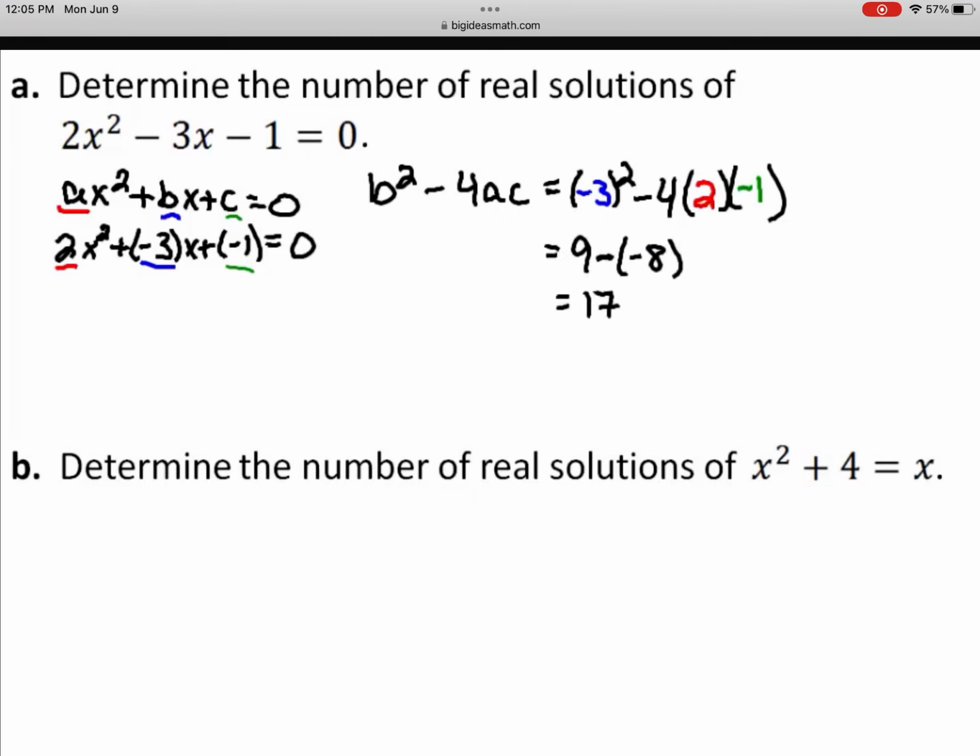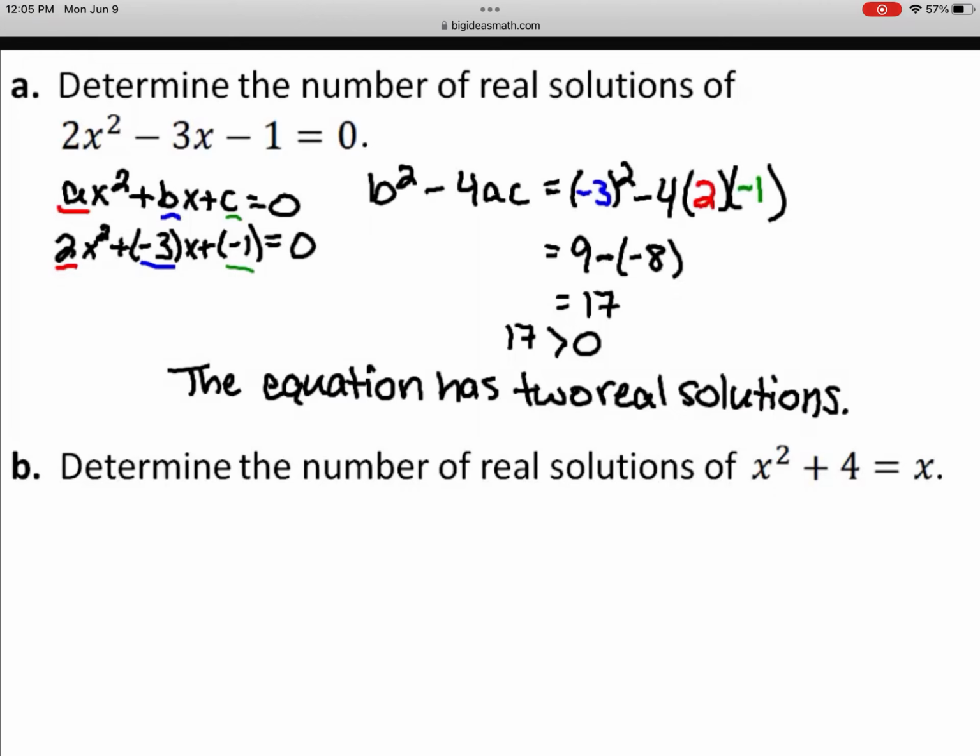9 minus negative 8 is 17. 17 is greater than 0. Because the discriminant is greater than 0, the equation has two real solutions. Part B. Determine the number of real solutions of x squared plus 4 equals x.